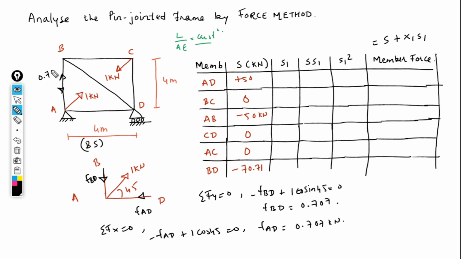You can show here this is 0.707 towards the joint, 0.707. Even when you take joint C, you will get the same value, 0.707, 0.707. And when you take joint B, I will write down the value of S1.